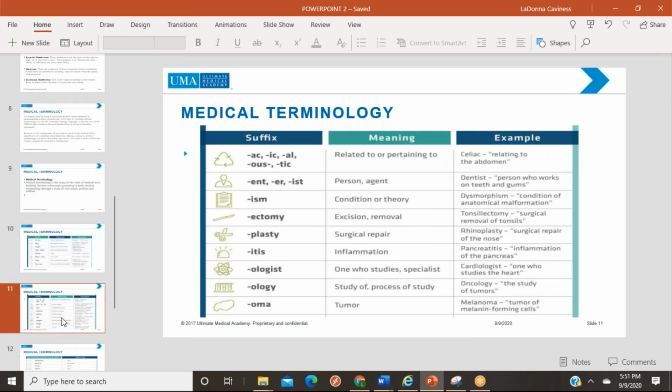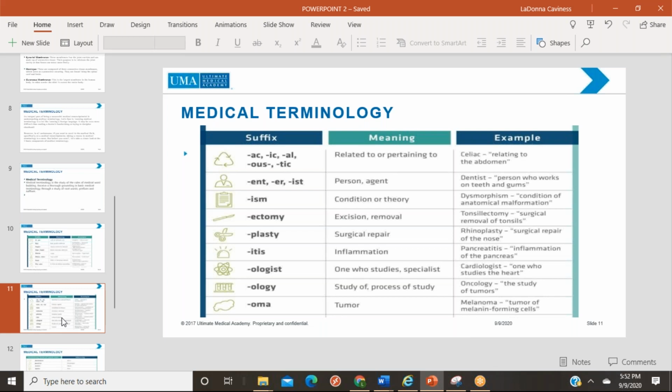Now we're going to take a look at suffixes. I've provided a couple examples for you. AC, ICAL, OUS, and TIC mean relating to or pertaining to. An example of that would be celiac, which is relating to the abdomen. Let's go to the next one, ENT or ER or IST, meaning person or agent. An example of usage would be dentist.